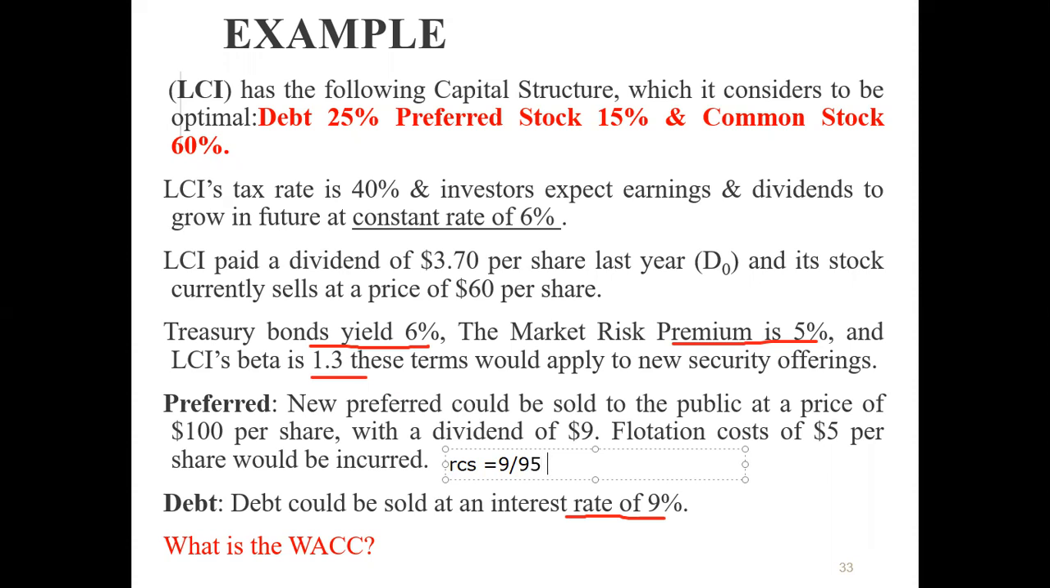So I can find here times 100, and then you can figure out how much the cost will be. It is not common stock, it is a preferred stock, and then you can find it in a very simple way where you can find the percentage here. Okay. And then the tax rate is 40, and the debt could be sold at an interest rate of 9%.